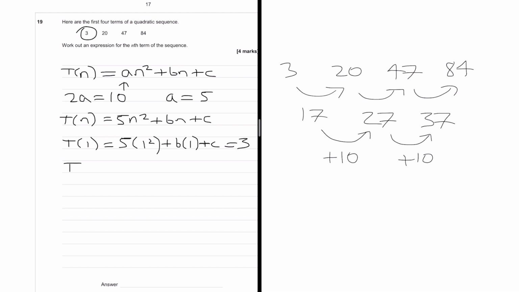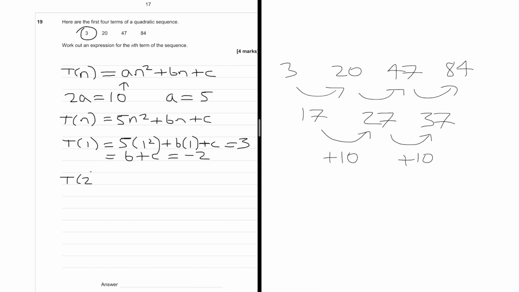And then if we have our second term, what I'm looking to do here to solve b and c is to create a pair of simultaneous equations. So for t1, and in fact, I'm being an absolute idiot because I didn't fully simplify this. So we have b plus c is equal to, well, 5 times 1 squared is 5. So if we subtract 5 from both sides, it's going to be b plus c is equal to 3 minus 5, which is minus 2.